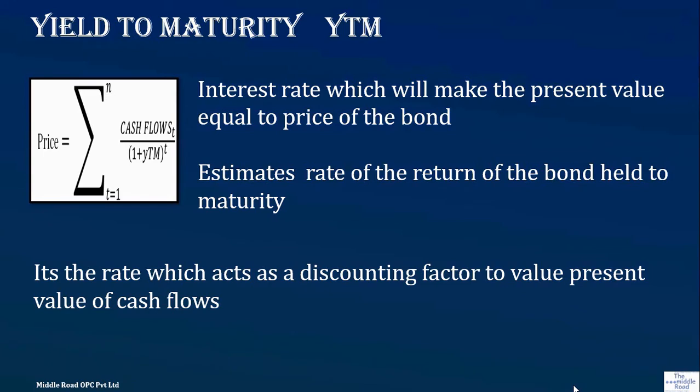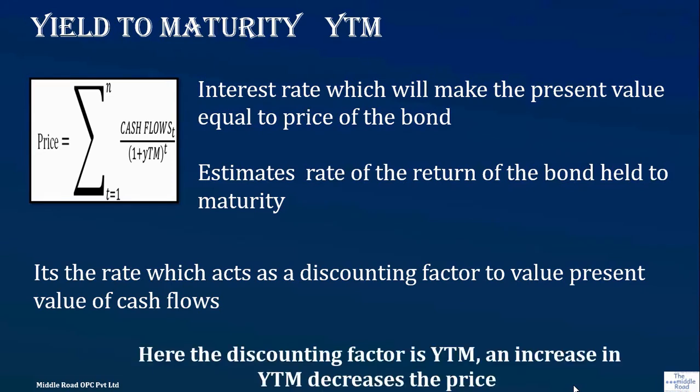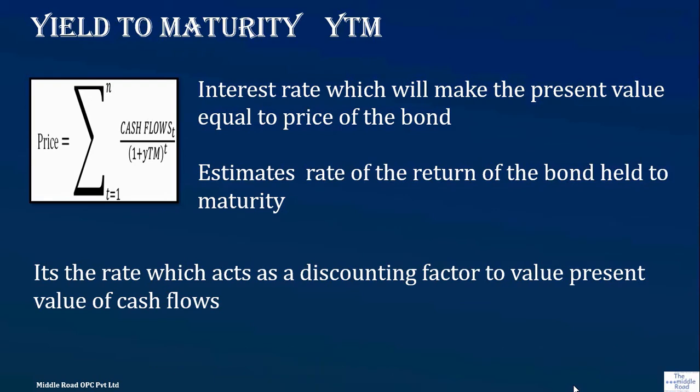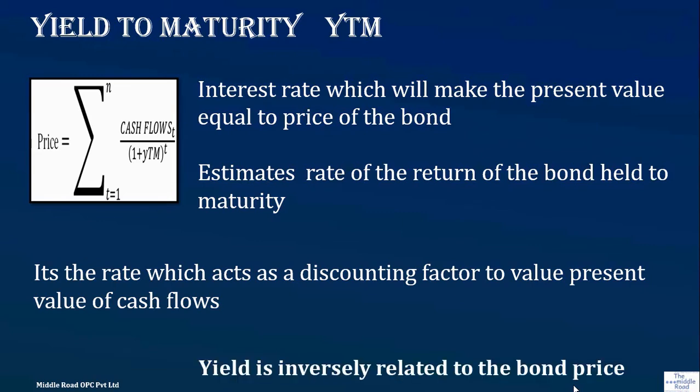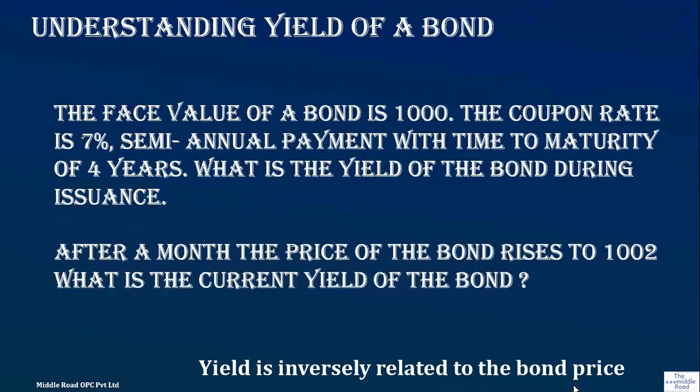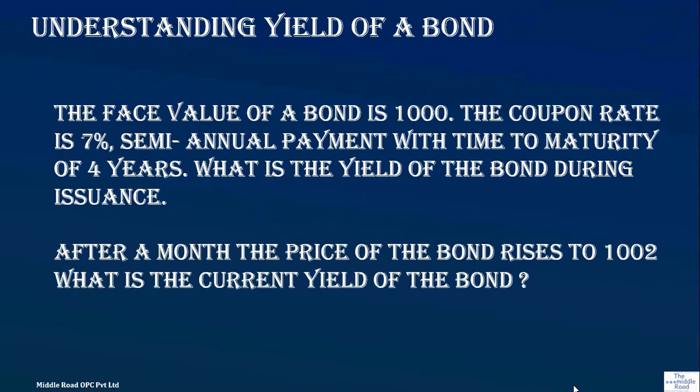Basically it will act as the discounting factor. Since the discounting factor is in the denominator, an increase in the discounting factor would decrease the price. Basically we'll be discounting the cash flows with YTM, or the yield to maturity, and that will reduce the price. The higher the yield to maturity, or the higher the yield you desire from the bond, the lower the price would be. So it's inversely related to the price of the bond. Let's look at an example to see how the yields change for a bond.